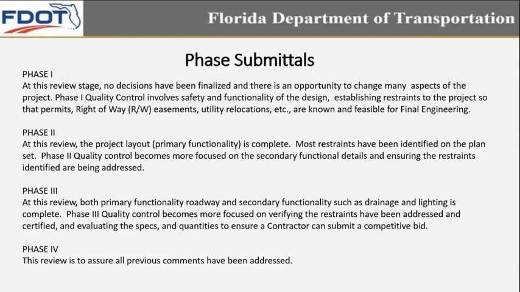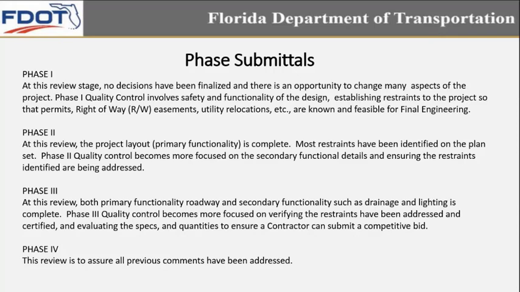Phase 2, at this review, the project layout and the primary function should be complete. Most restraints have been identified. Things like the permits, right-of-way easements, you are identifying what needs to be done. By phase 2, you might not have those complete, but you know what needs to be done at this stage. The phase 2 quality control becomes more focused on the secondary functional details and ensuring the restraints identified are being addressed.